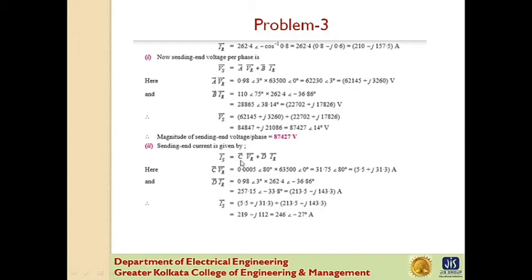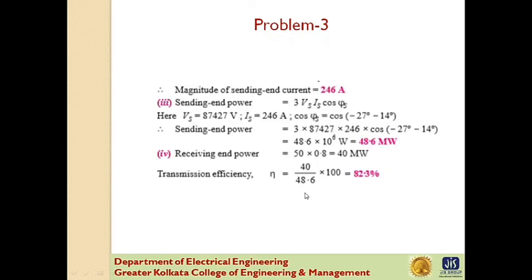We know the values of C, VR, D and IR. So we can solve for IS, which is equal to 219 - j112, which is equal to 246 angle 27 degree ampere. So the magnitude of the sending end current is 246 ampere.